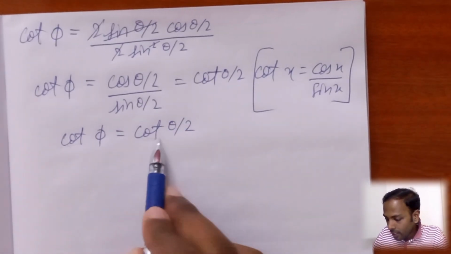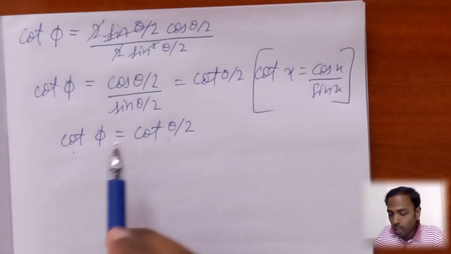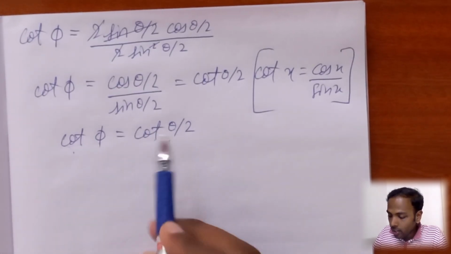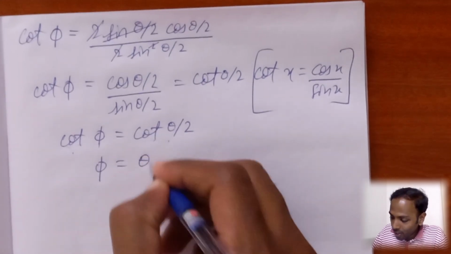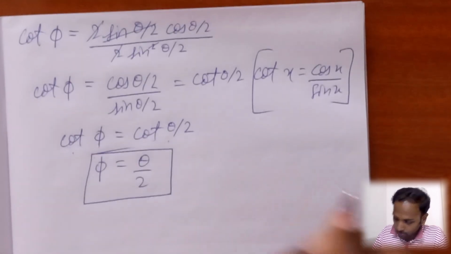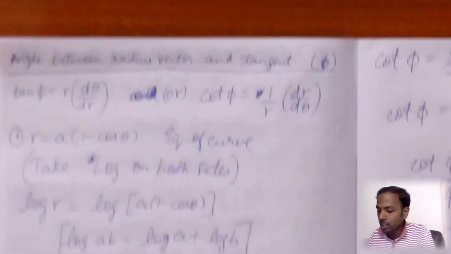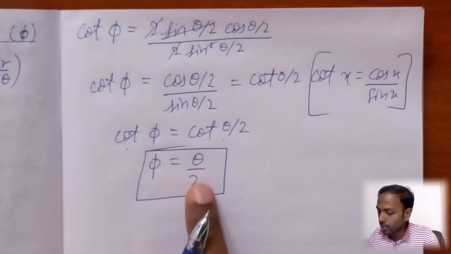Since the trigonometric ratio is same, which is LHS and RHS both have cot and cot, we can equate the angles. So finally phi will be equal to theta by 2 is the final answer. This is the angle between the radius vector and the tangent, which is phi. And we finally found phi is equal to theta by 2.